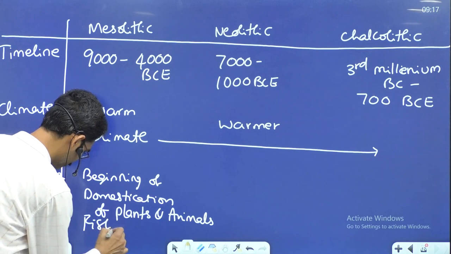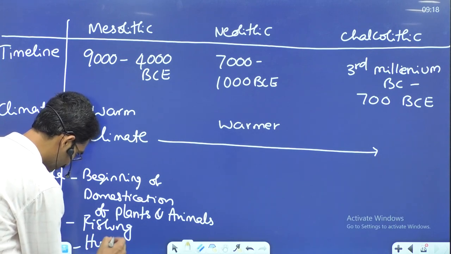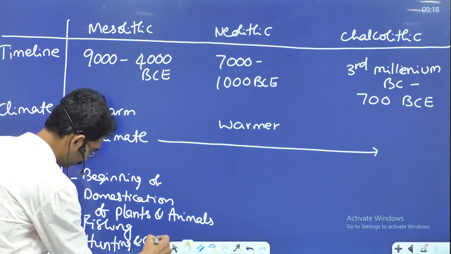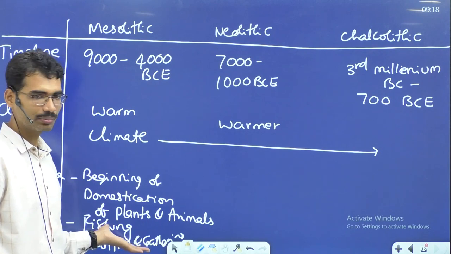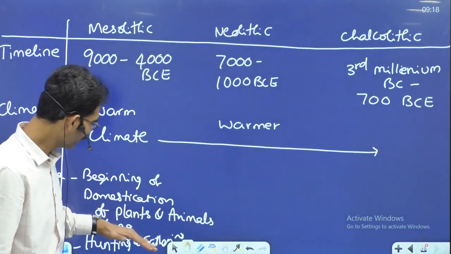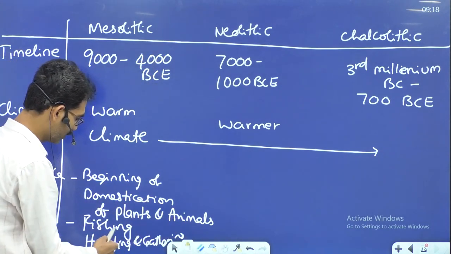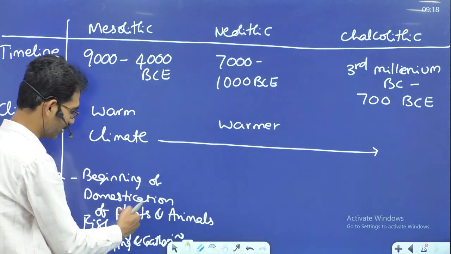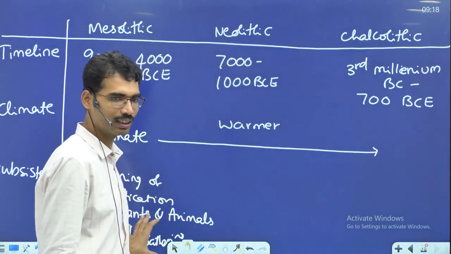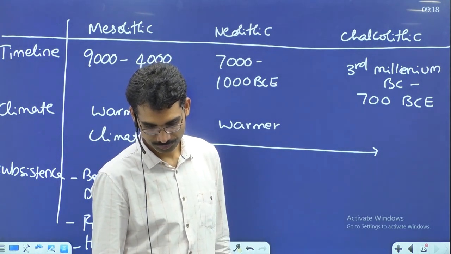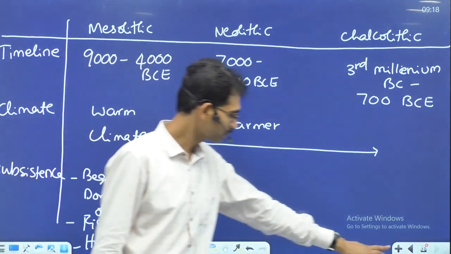Fishing. Hunting and gathering continues. And you see, even today, whatever their subsistence pattern, continuing even today also. Only new subsistence patterns will increase, but the old system continues. Hunting, gathering today also going, fishing today also going, animal domestication going on, agriculture going on. New services, new industries are emerging, but whatever old practices are still continuing in different parts of India. Subsistence.